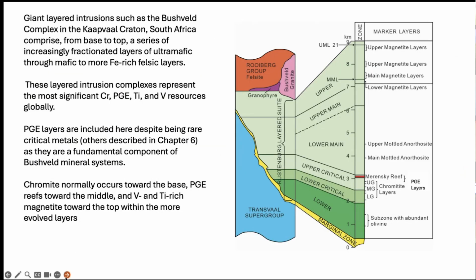So this giant layered intrusion has been worked out in great detail because of its economic deposits. So here's the upper magnetite layers and the lower magnetite layers. This is where you're going to have a lot of titanium and vanadium. And down here is where you're going to have the platinum group elements. So they're in different parts of the intrusion. And you can see this intrusion is basically 9 kilometers thick. So you could spend your whole life just studying that thing.